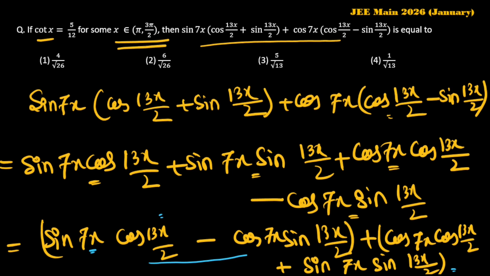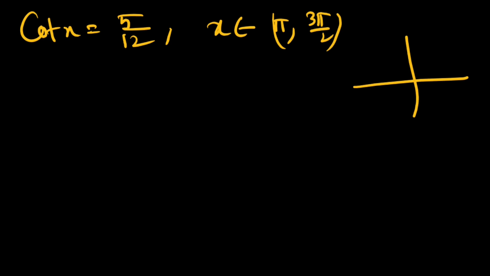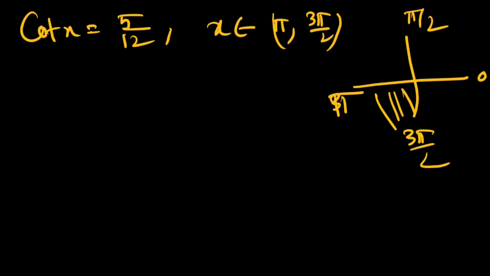So we write, given that cot of x is equal to 5 over 12, x belongs to pi to 3 pi by 2. That means if you see the coordinate axis, that is 0, pi by 2, pi, 3 pi by 2, this is the third quadrant, so x belongs to the third quadrant. Now from here we find the cos x value. In this quadrant sine and cos are both negative, so this value is negative.